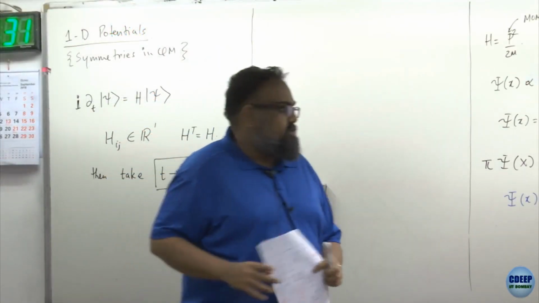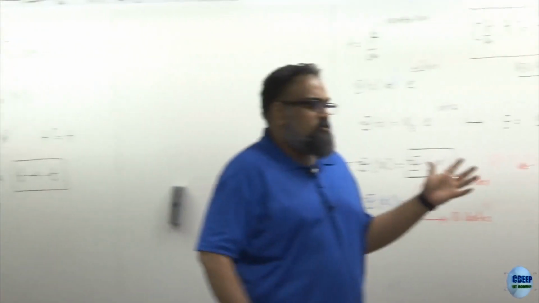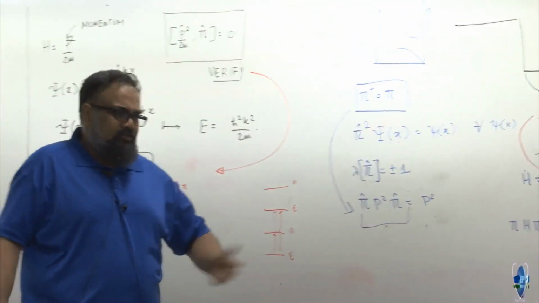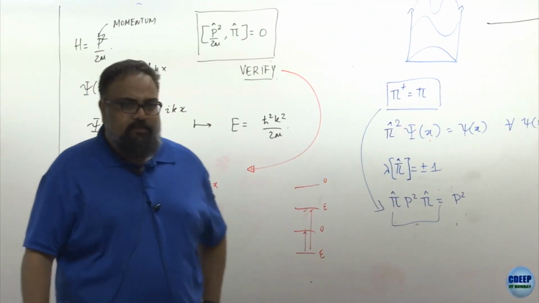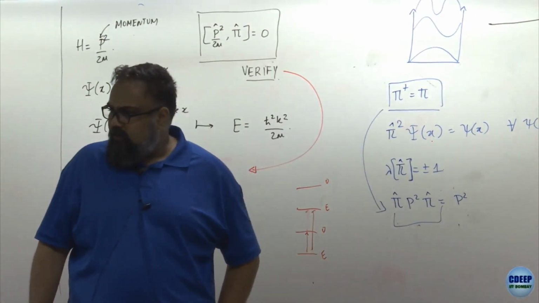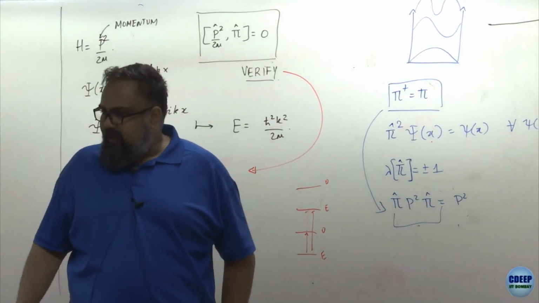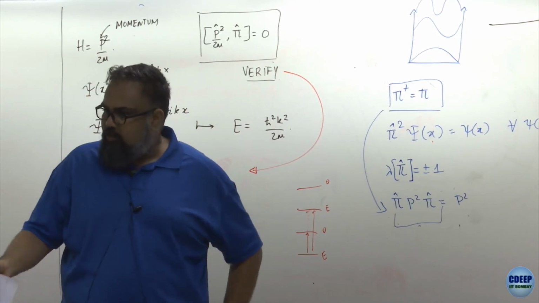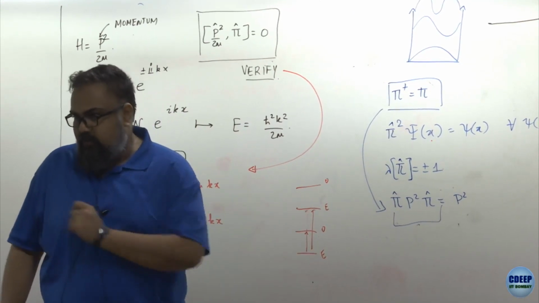So the question that she's asking is, well, everything that you've said is true of any even function, any odd function, it's true of everything. So where does parity come in? Or where does the wave function come in? So parity comes in because when I say even function or odd function, I'm specifying the parity of that function.